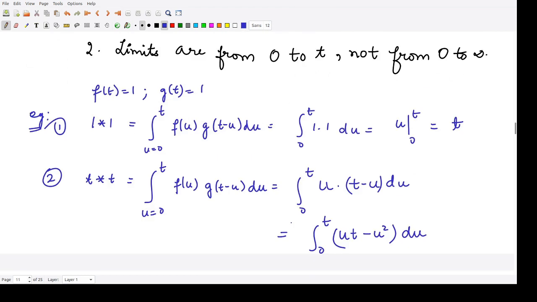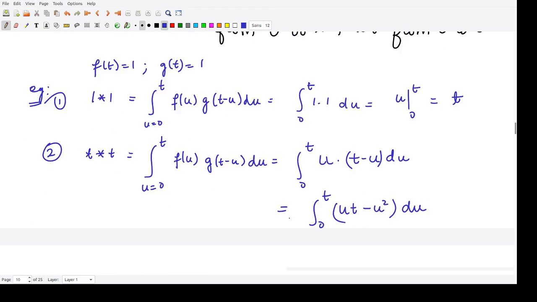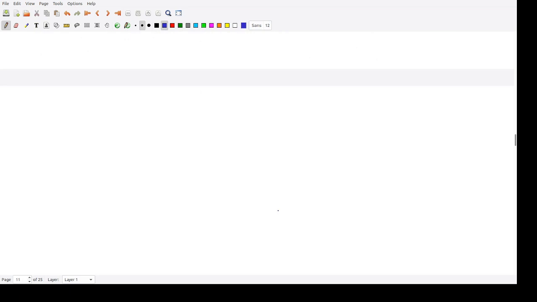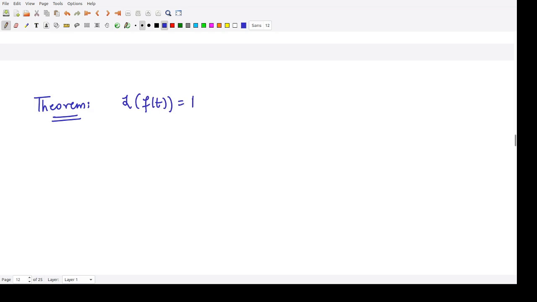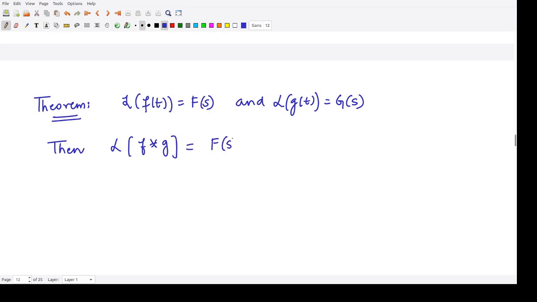So this is how you perform convolution, but now we want to see how to calculate the Laplace transform of a convolution. So we have this theorem. It says, if the Laplace transform of some function f of t is given to be capital F of s, and the Laplace transform of some function g of t is given to be capital G of s, then the Laplace transform of f star g would be equal to the product of the Laplace transforms of f of t and g of t.